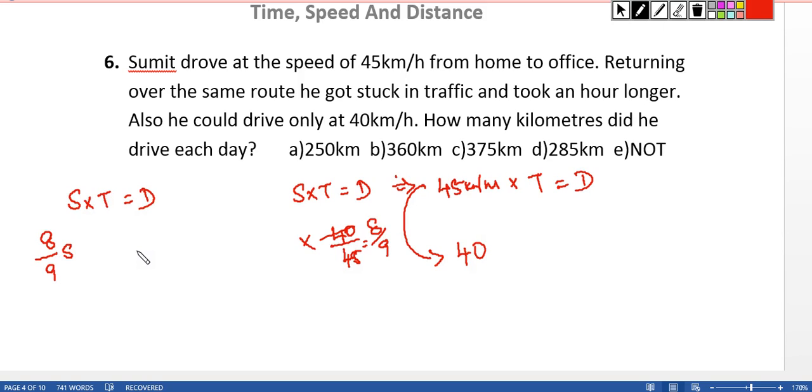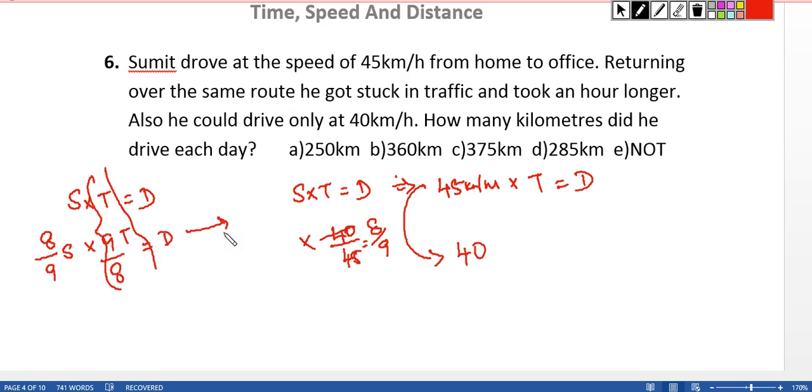Okay, listen carefully. If you don't get this concept, just pause the video, reverse a few seconds, and watch it again. So my speed becomes 8 by 9 speed. So we know that if we multiply speed by a number, time gets divided by that number. So my time will become 9 by 8 t.